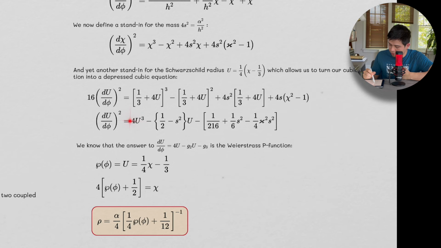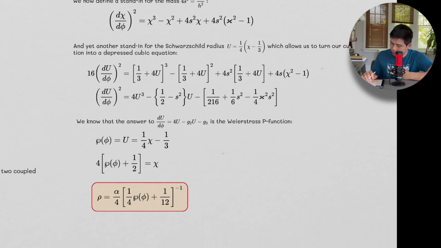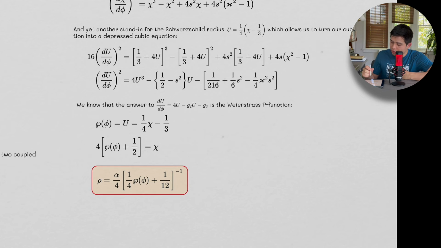4u cubed, and then all of this is just manipulated, and we have the 16 out here. So yeah, you could pause the video if you actually want to get from this step to this step, but again, it's just algebra. It's a bunch of algebra and manipulation of the equation. We know the answer to this equation here, right?